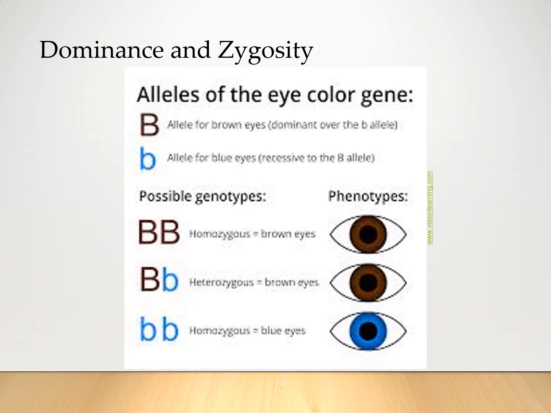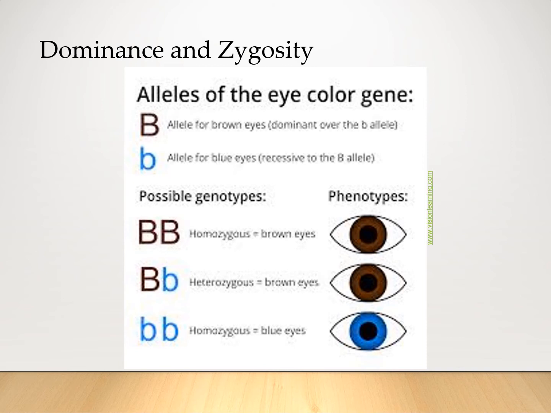Here is the example of eye color genetics once again to illustrate dominance and zygosity. When a person has the physical trait or phenotype of brown eyes, they could have one of two genotypes because brown is dominant over blue.